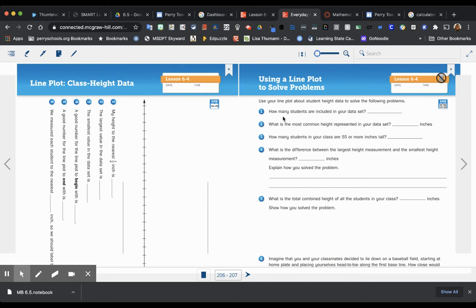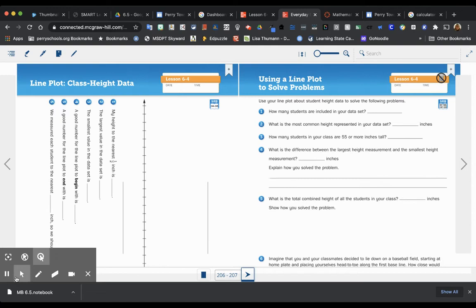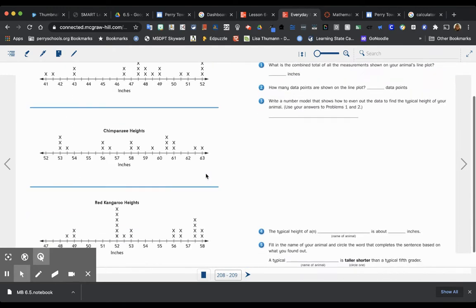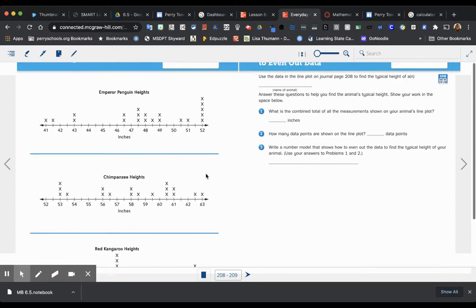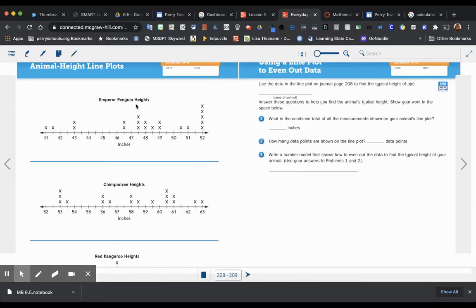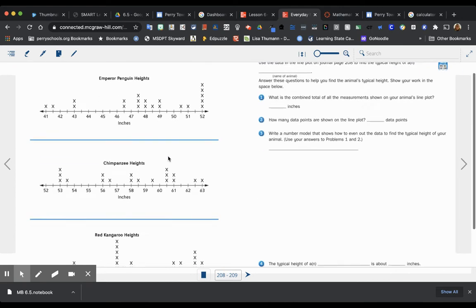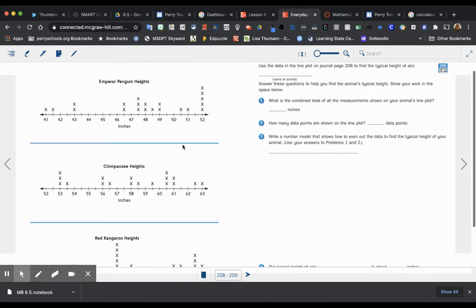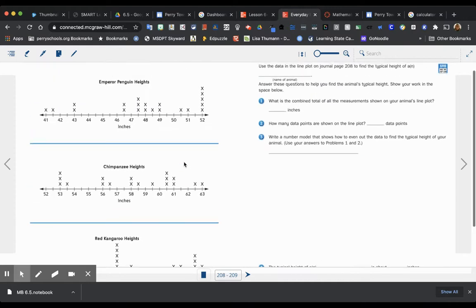So if we look at actually page, where's it gonna go? Let's pause this for a second. There we go, it was going slow for me. So you'll see on actually 208, 209, this is what we're gonna be looking at here. On 208, you see we've got emperor penguin heights, chimpanzee heights, red kangaroo heights. So we're going to use one as an example, and then I would like you to do a different one on your own.